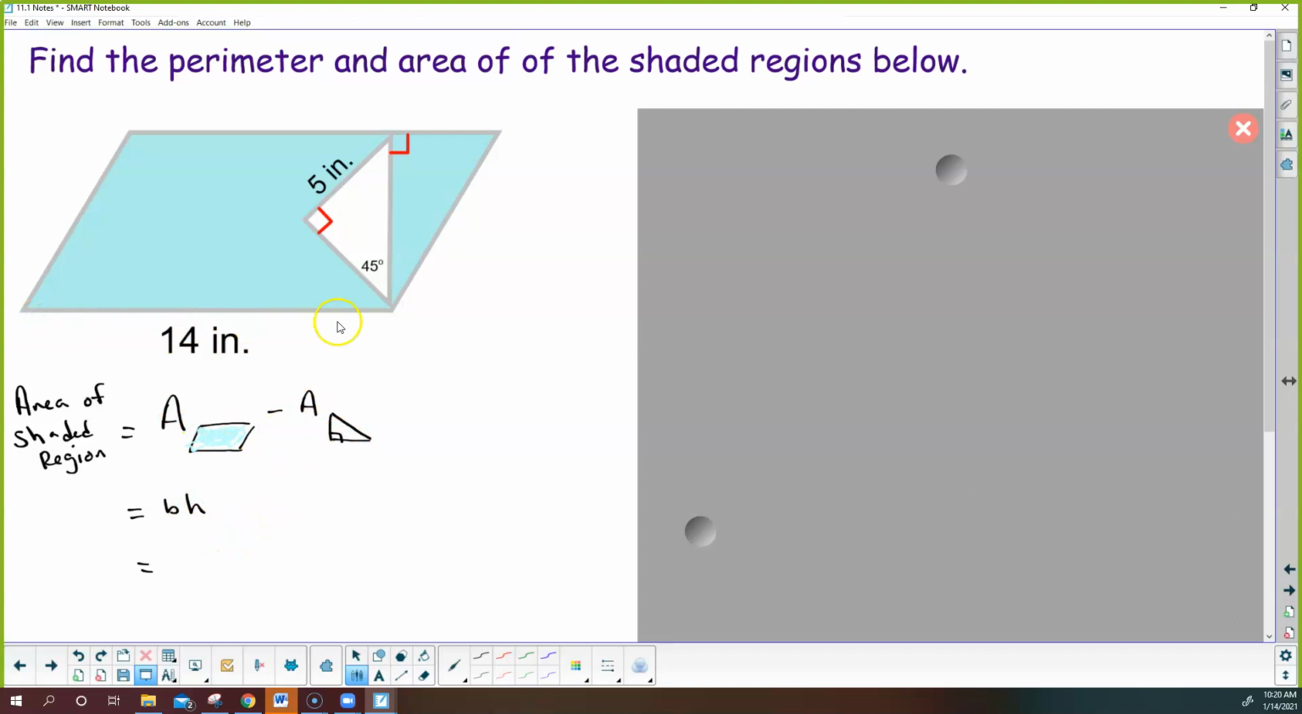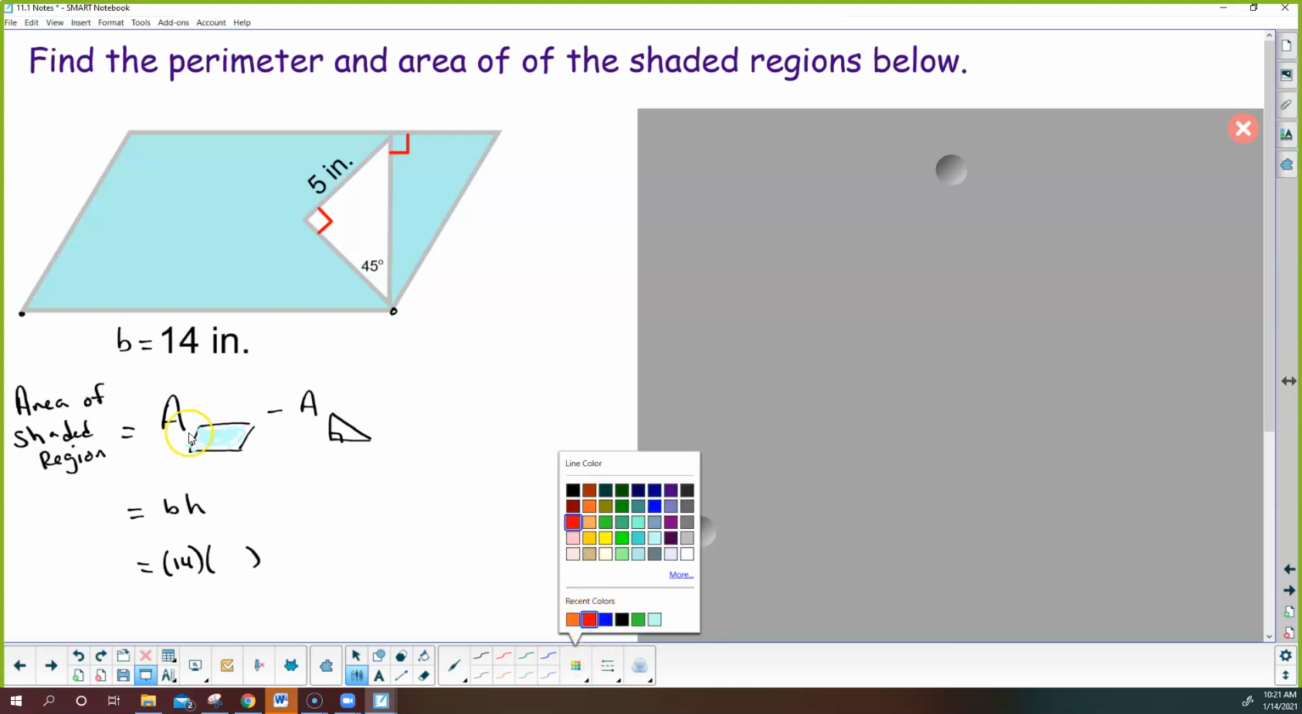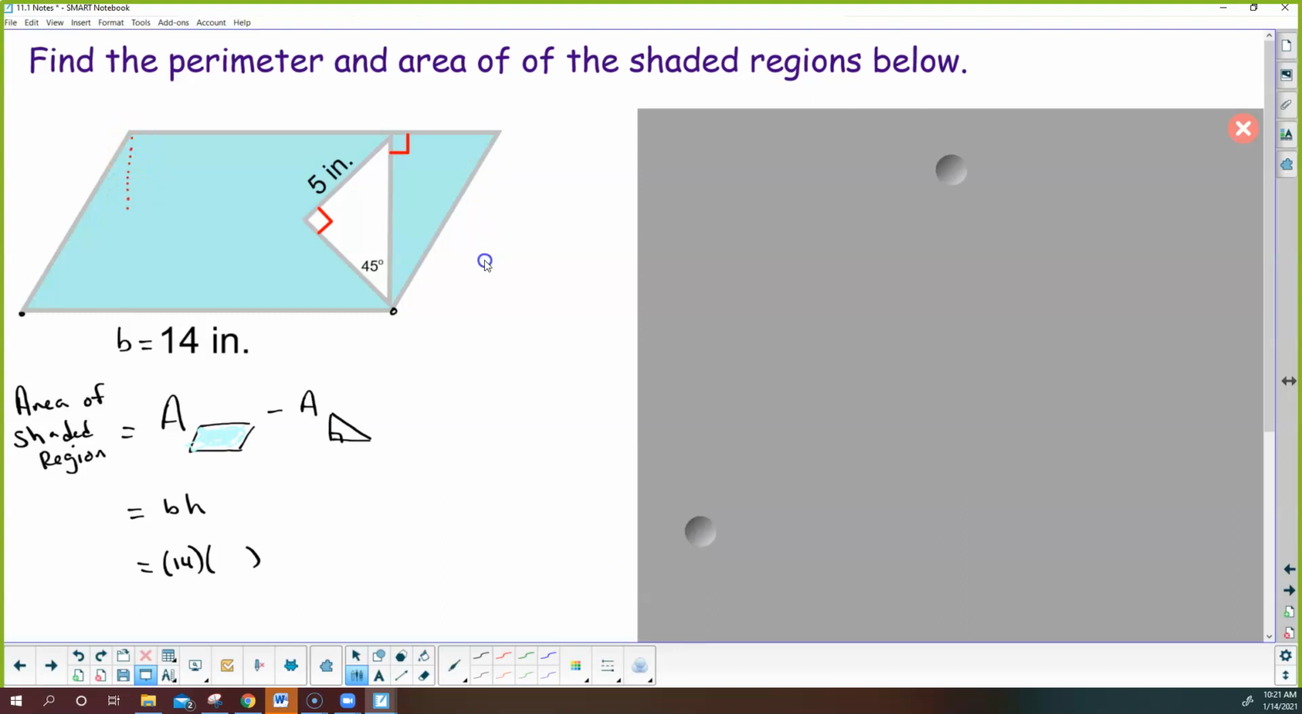Well, what is the base? That's not too horrible. The base is 14, right? That's the distance along this length. But the challenge is, what is the height? And remember, the height is the distance perpendicularly between the bases. Now, this height does not have to be drawn here either.